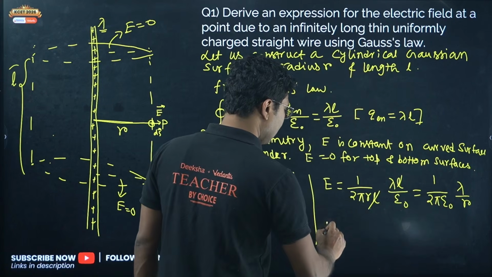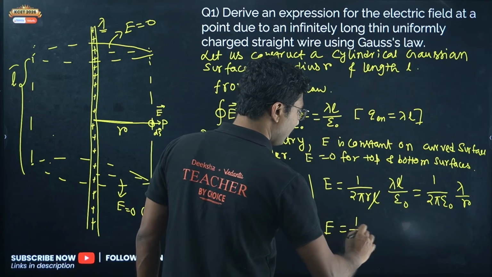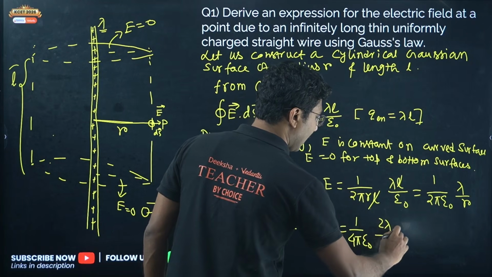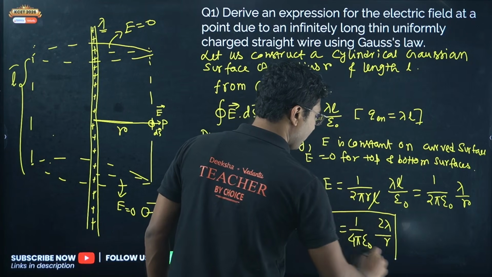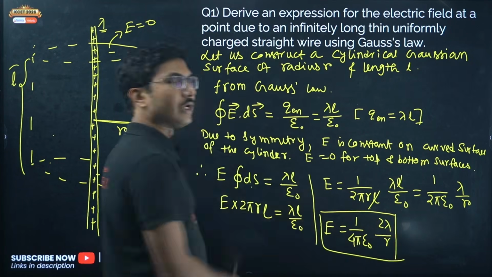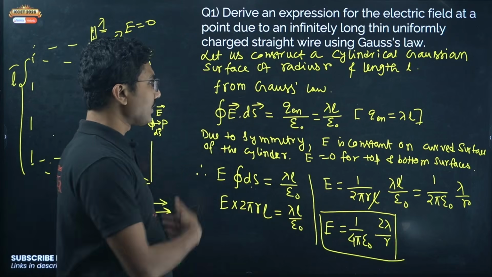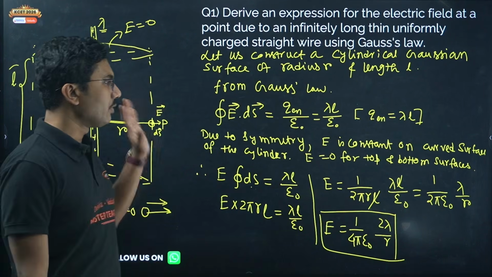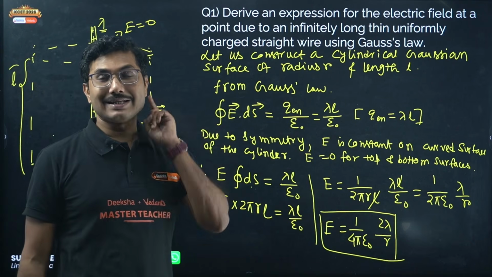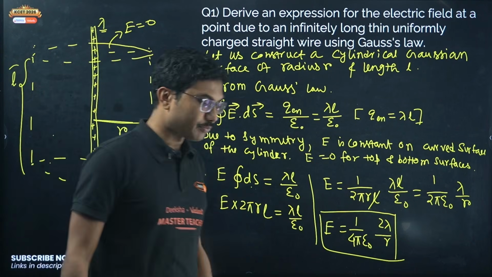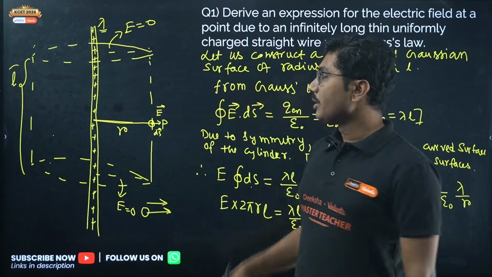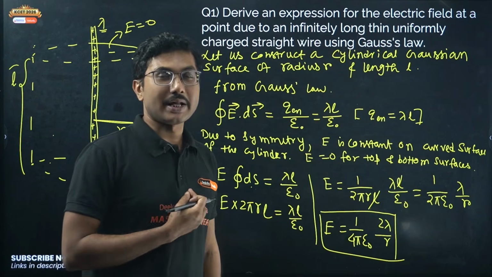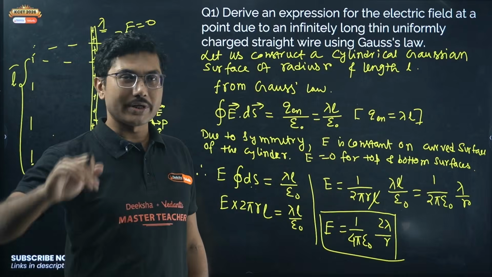I generally prefer to write it as 1 by 4 pi epsilon naught, 2 lambda by r, so that this constant value stays as a constant. So this is the derivation, easy derivation, very simple. If you practice it once or twice, you should be able to answer it. But remember, practicing is very, very important. Without practicing, you may not be able to execute the same derivation in the exam. Starting from the diagram, you have to practice it at least twice.